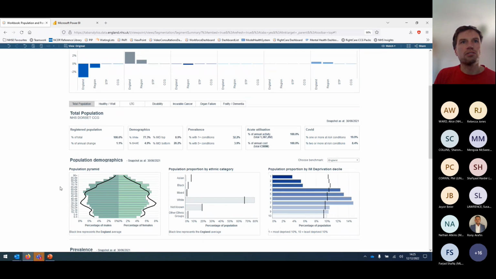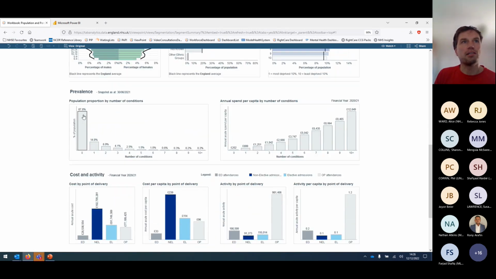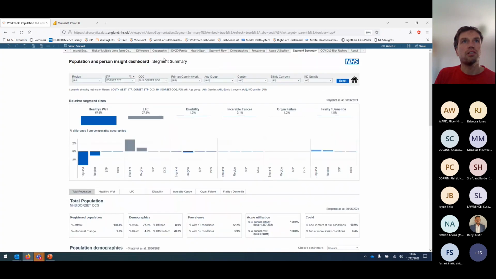And then these slides, these images look at total population. The black line indicates the England average, and these bars, there's a gap there. So there's fewer people there and there's more people there. So generally older. Again, black line indicates England. There's a greater percentage of people in the white ethnic category, fewer people in the Asian ethnic category, less deprivation. Other things like number of conditions, spend per condition, and lots of good metrics to look at.